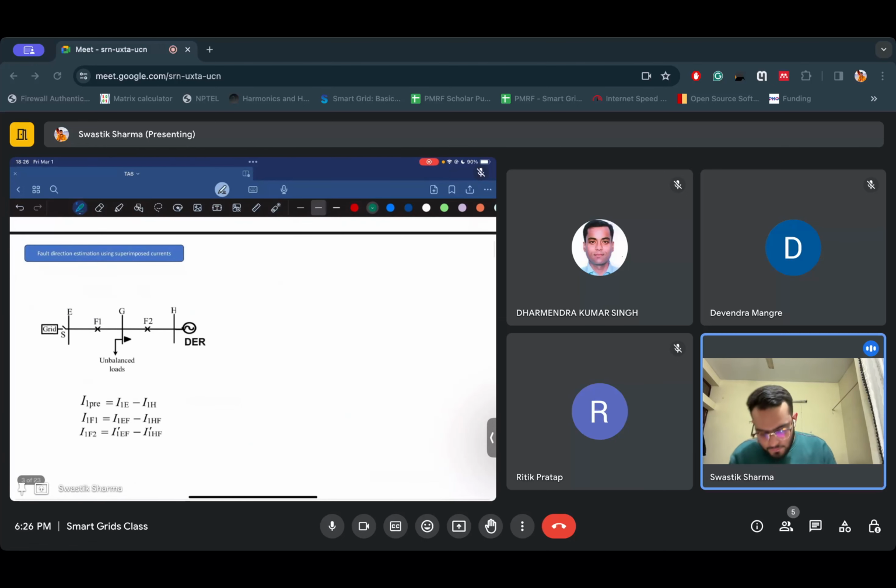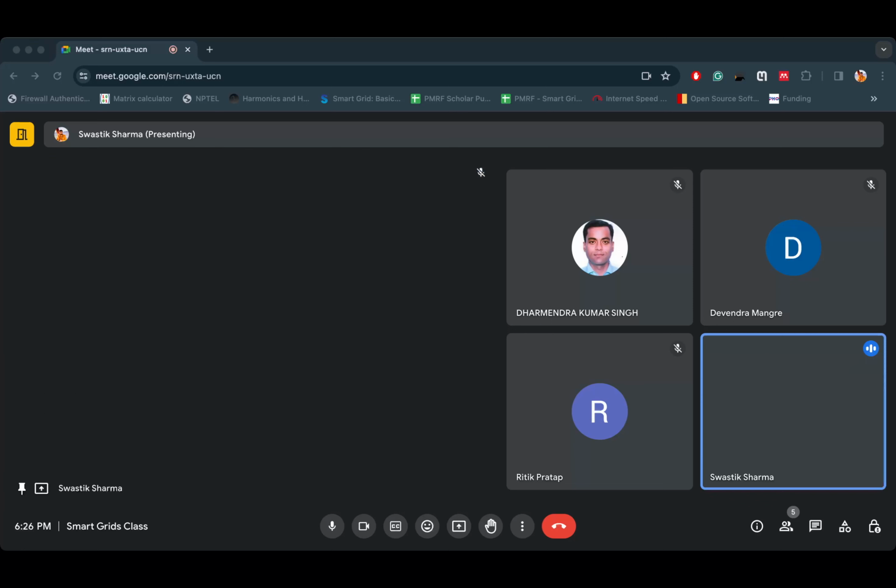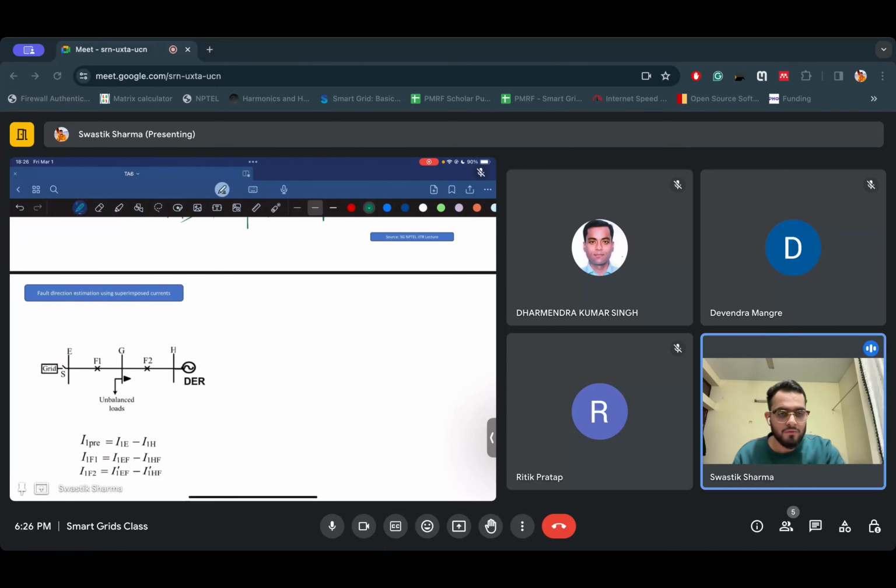So for that, how do we do fault direction estimation? The researchers at IIT Roorkee proposed that we can use superimposed current. Let's say that this is a microgrid, a simple, let's say, three bus microgrid. They are trying to show how to estimate fault direction using these superimposed current components.